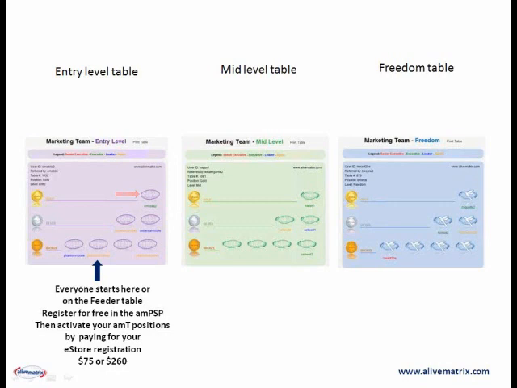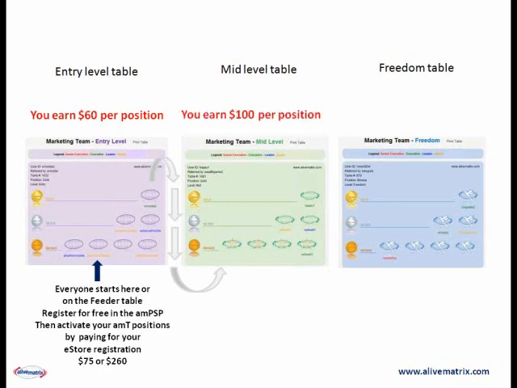So what happens when you arrive on the gold position on the entry-level table and all 4 bronze positions are filled? You earn $60 per position. Then you advance to the mid-level table. When you arrive on the gold position on the mid-level table and all 4 bronze positions are filled, you earn a $100 marketing fee per position. Then you advance to the freedom table.